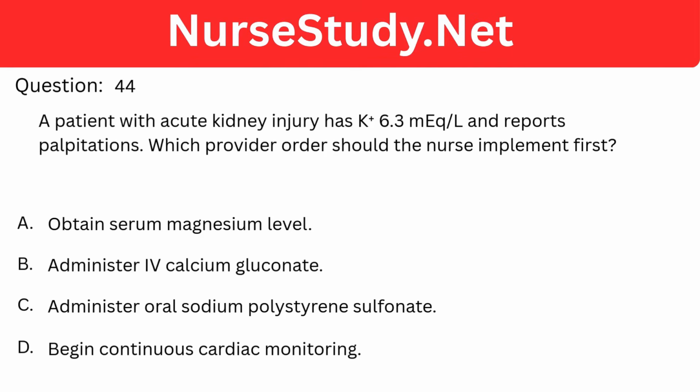Question 44. A patient with acute kidney injury has potassium 6.3 milliequivalents per liter and reports palpitations. Which provider order should the nurse implement first? A. Obtain serum magnesium level. B. Administer IV calcium gluconate. C. Administer oral sodium polystyrene sulfonate. D. Begin continuous cardiac monitoring.